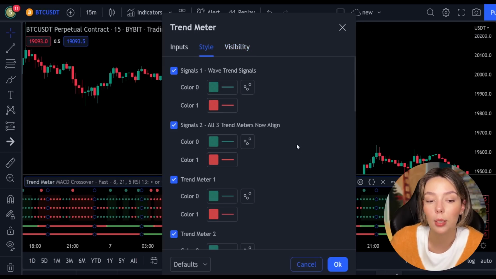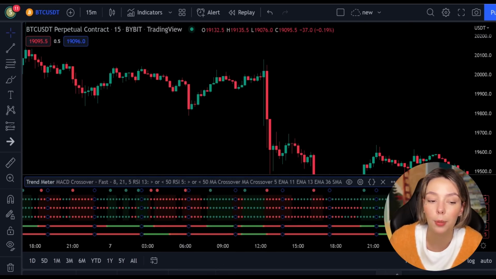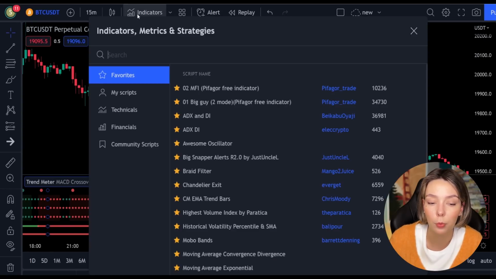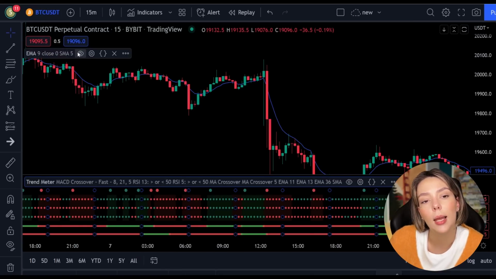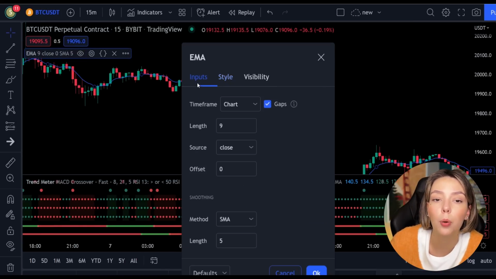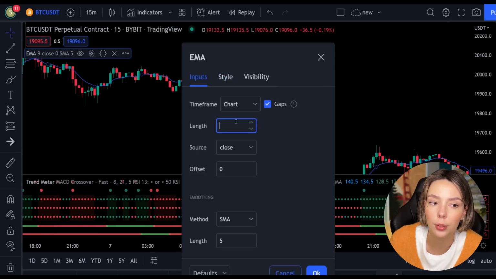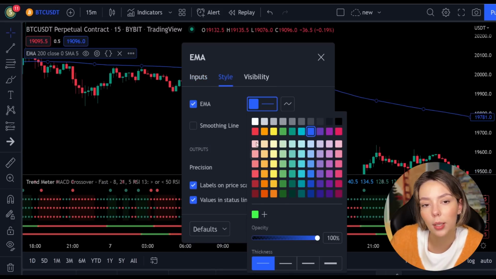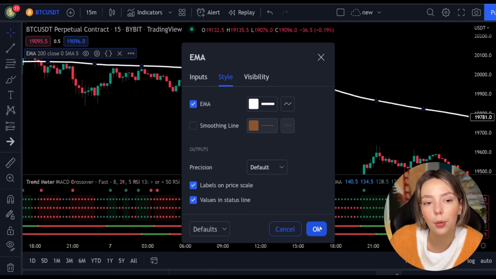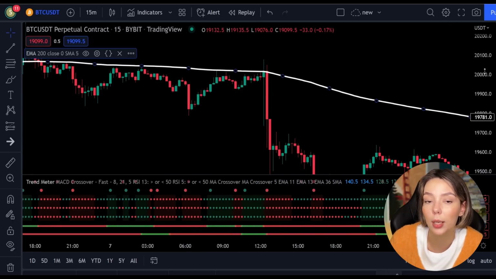Now we're going to add our second indicator. We'll go back into indicators and type in EMA, the exponential moving average. We will add that and change a few settings for this one. We'll click on settings, and in inputs we're going to change the length to 200. And in style, I like my EMA color to be white and a little bit thicker. This is what your chart is going to look like when you're done setting up the indicators.